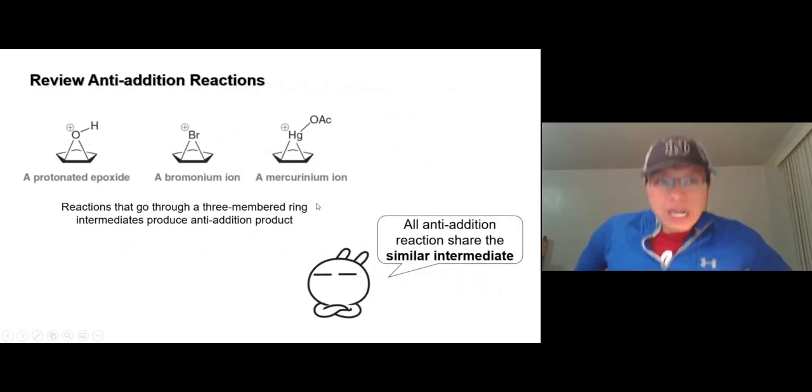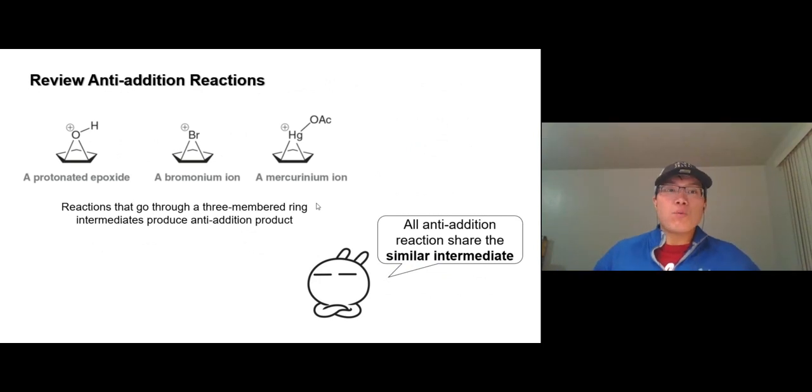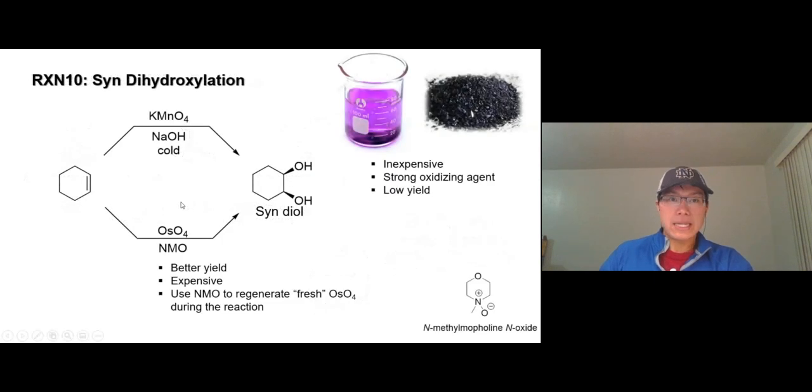All right. Last one more time before we go further. So review anti-addition. What makes a reaction go anti-addition? Any anti-addition reaction, they all have a similar intermediate. They all have a 3-membered ring intermediate. And that requires an incoming nucleophile to attack from the other face. So let's say this is top face, the nucleophile has to attack from the bottom. Okay, all of them have this 3-membered ring. Okay, all right, let's go to the next one. This one is going to be syn dihydroxylation.